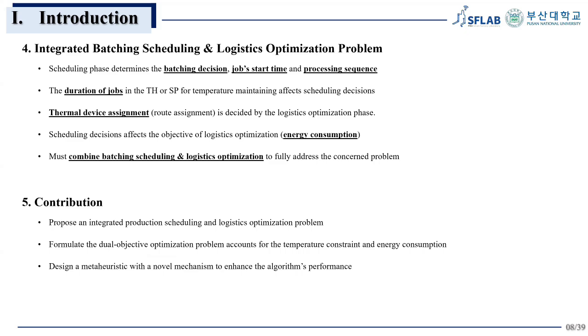The contributions of this study are as follows. First, we will propose an integrated production scheduling and logistic optimization problem. Then we will formulate a dual objective optimization, accounting for the temperature constraint and the energy consumption. And then we will design a meta-heuristic with a novel mechanism to enhance the algorithm performance.